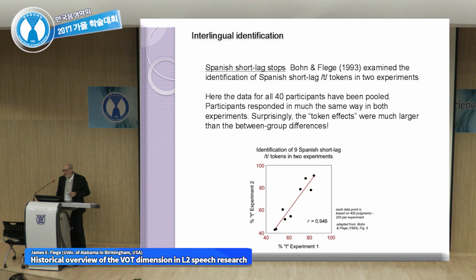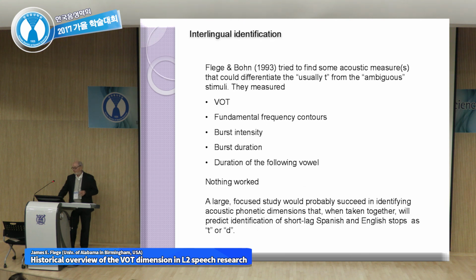We examined the identification of the Spanish stops I just mentioned in 2 different experiments. Here we see the data for all 40 participants pooled. Participants responded in much the same way in both of the 2 experiments. Surprisingly, the token effects were much larger than the between-group differences.